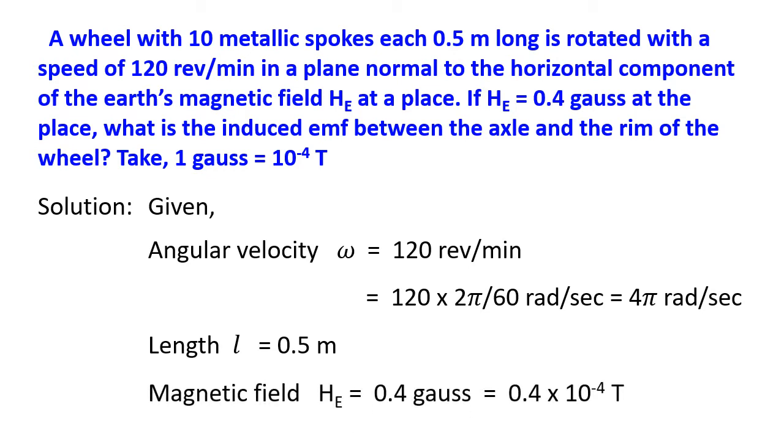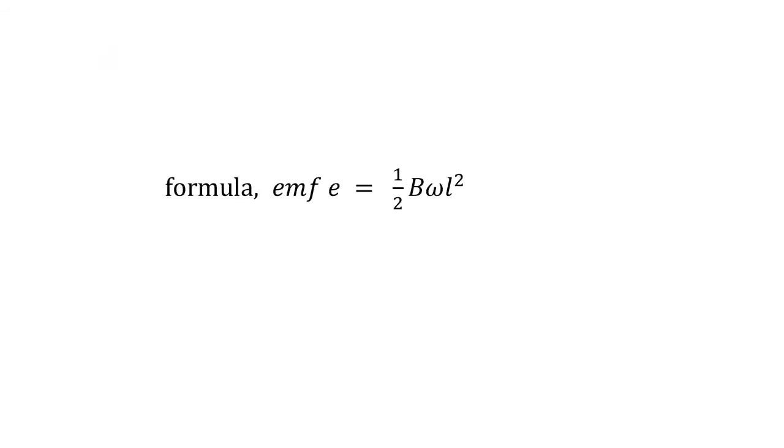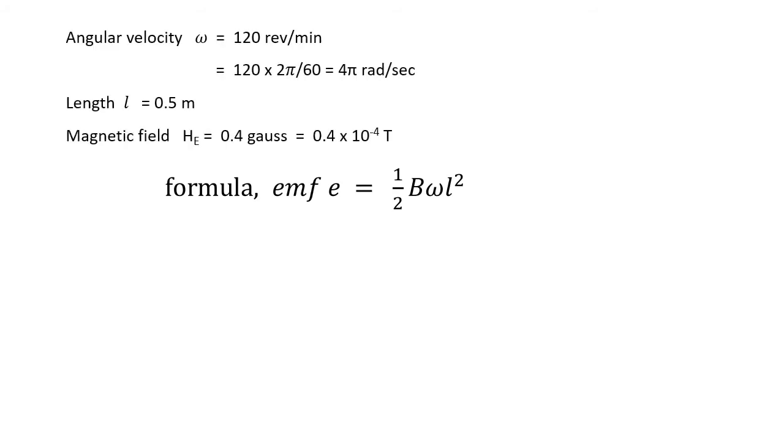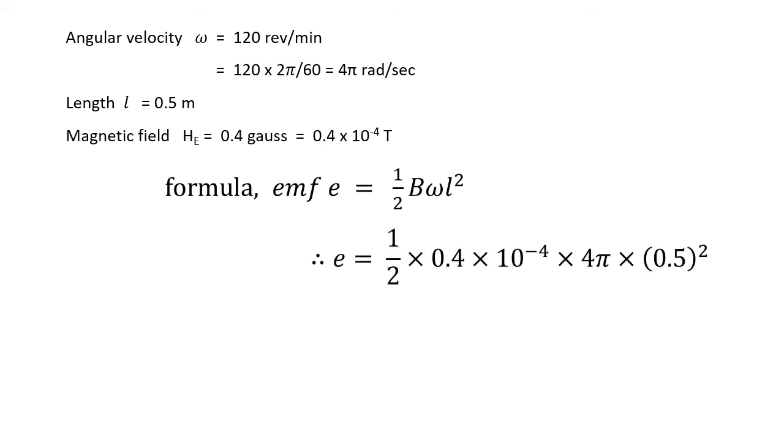Next, the magnetic field, the horizontal component of the earth's magnetic field, is 0.4 Gauss or 0.4 into 10 to the power of minus 4 Tesla. The formula is EMF equals half B omega L squared. So if you substitute in the given formula, half as usual, instead of B, 0.4 into 10 to the power of minus 4, and omega 4 pi, and length as 0.5 whole squared.